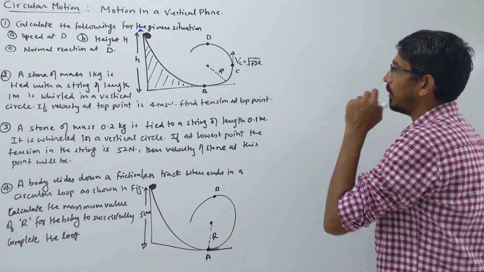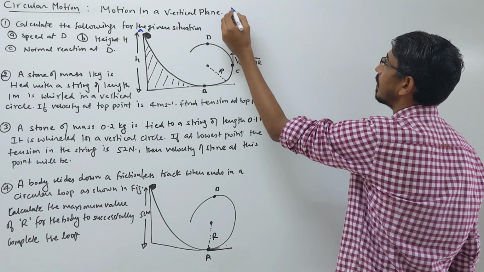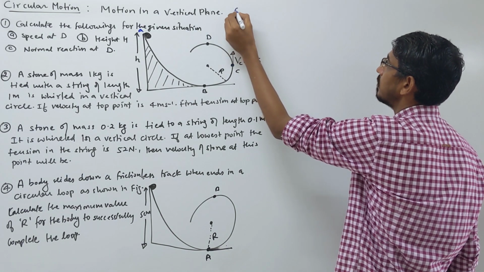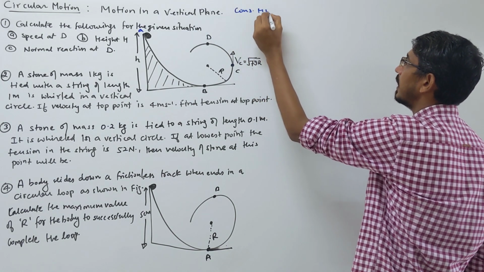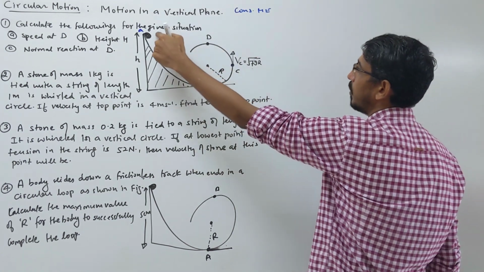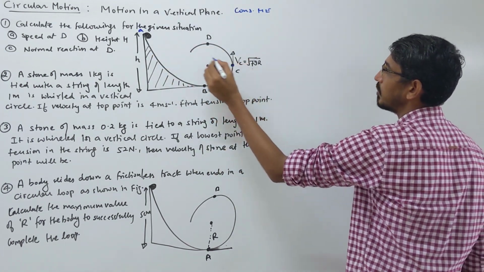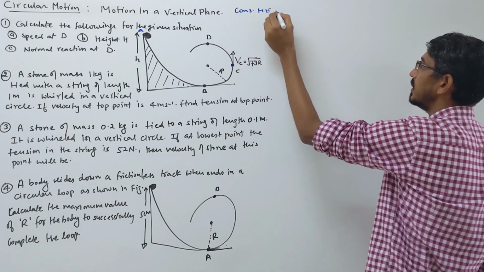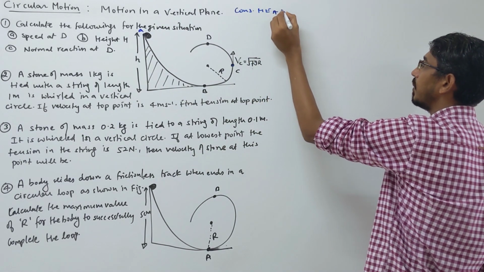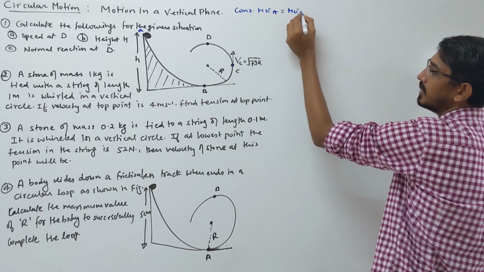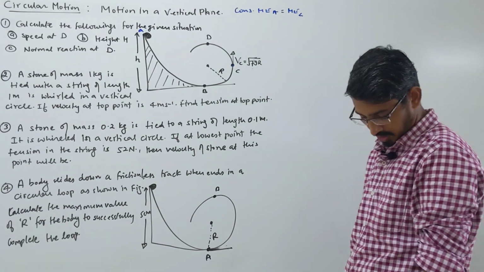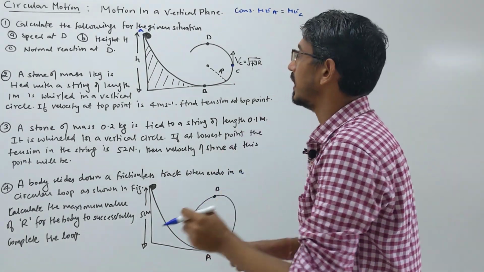What I am doing is writing conservation of mechanical energy at point A and point C. At this point and that point I am writing conservation of energy. The mechanical energy at point A should be equal to the mechanical energy at point C. This is the principle I am writing first. Okay, so let's write it.